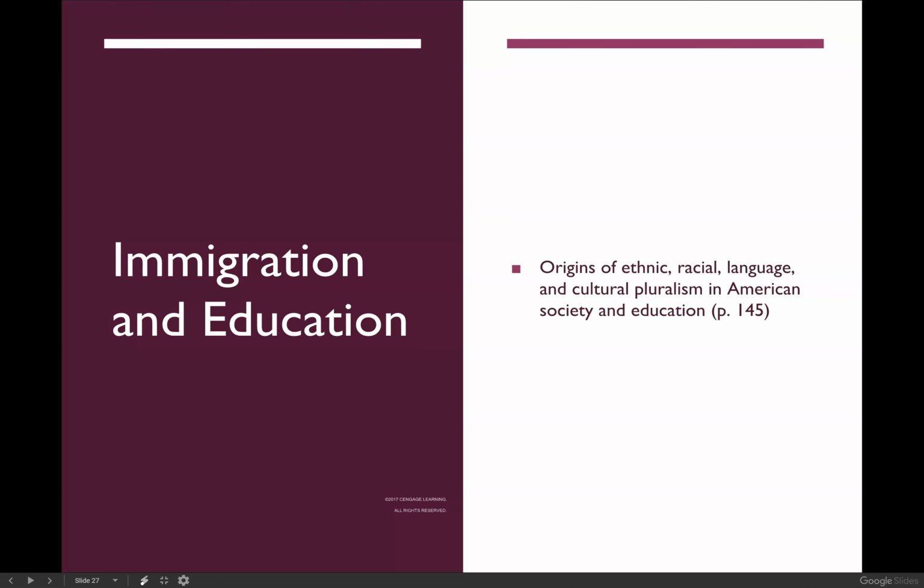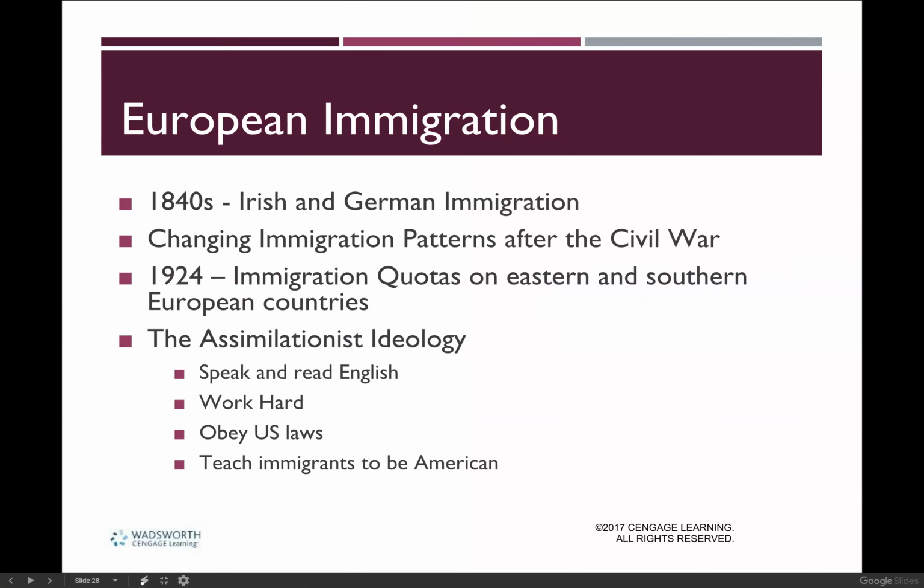So let's look at immigration and education, because over all these decades, people have been coming in and out of the country, as we just saw with World War II. So there is cultural pluralism, and we want to learn that term. Let's look at the changing patterns of immigration.